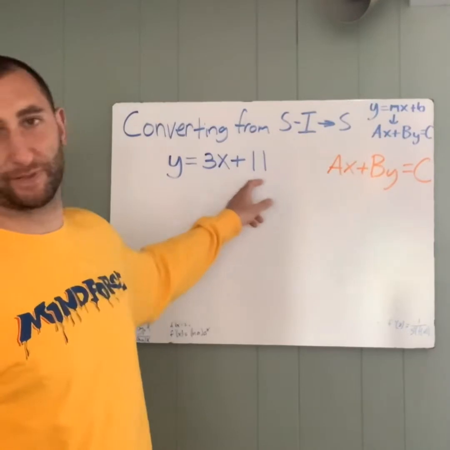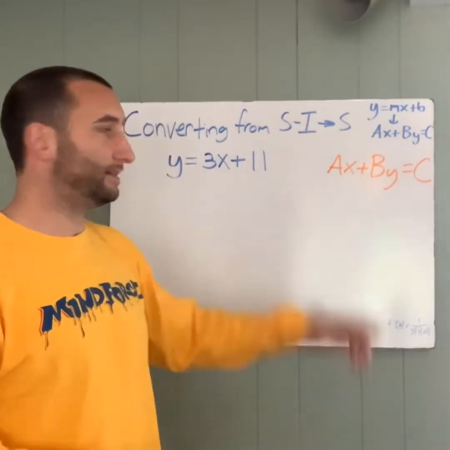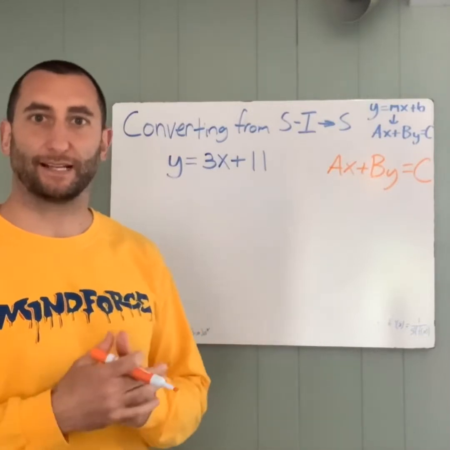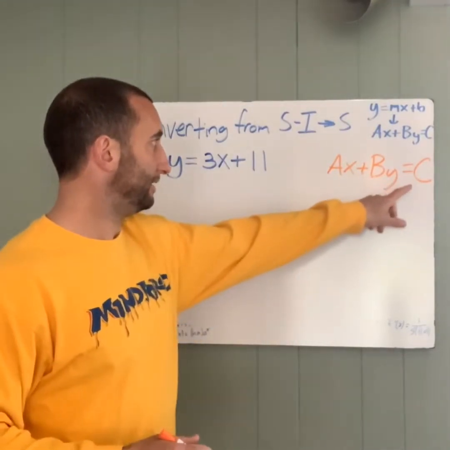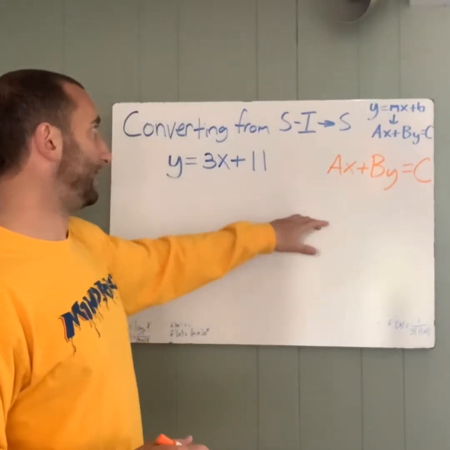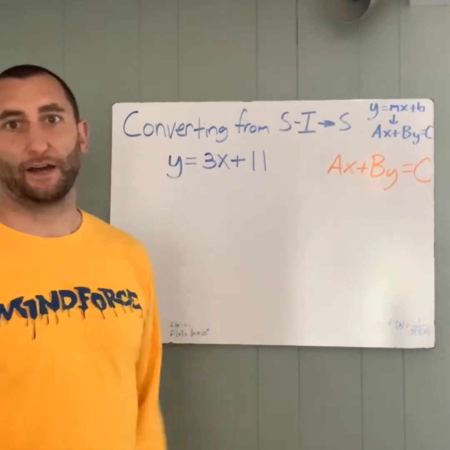y equals 3x plus 11, which is in slope-intercept form, y equals mx plus b. But what's wrong with this? How is it not in standard form? We have to do one thing and one thing only. We need to get the x term on the same side as the y term. So we need to get this positive 3x over with the y. How do we do that?